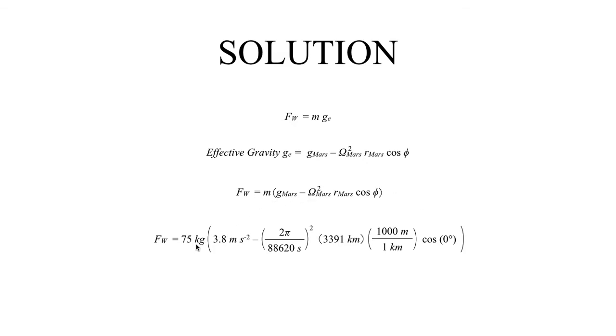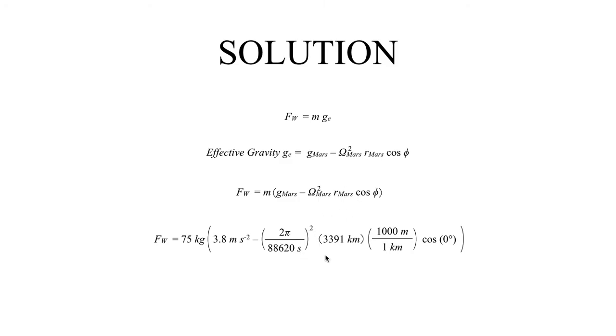So our mass, 75 kilograms, the acceleration due to gravity on Mars, 3.8 meters per second squared, minus, and hopefully you used the angular velocity of Mars and not the angular velocity of Earth, even though those two numbers are roughly the same. They are in fact a little bit different. The angular velocity of Mars is 2 pi over 88,620 seconds. You have to account for the fact that there are 37 extra minutes in Mars's orbital cycle, so that changes your denominator a little bit.